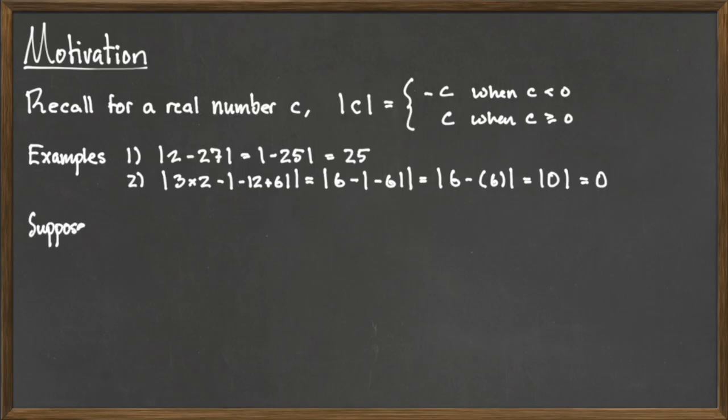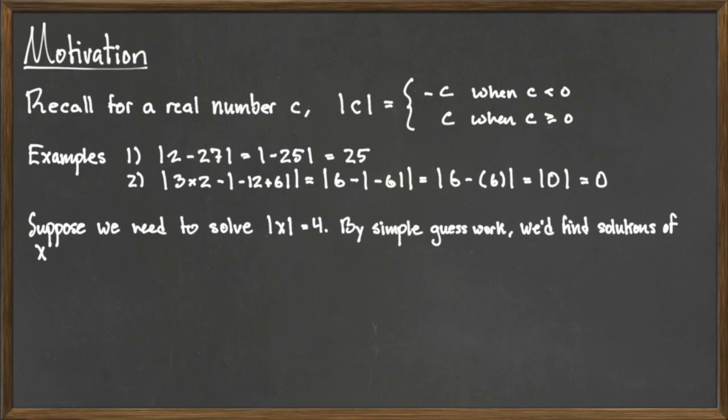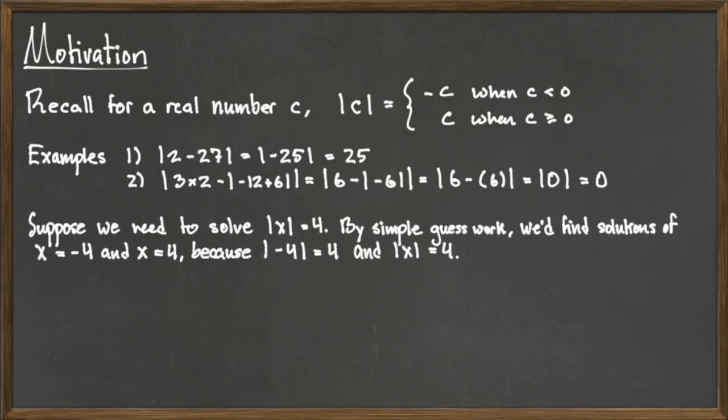Now suppose we needed to solve the equation the absolute value of x is equal to 4. By simple guesswork, we can find solutions of x equals positive 4 and -4. In other words, we know that the absolute value of positive 4 is equal to 4 and the absolute value of -4 is equal to 4. So plugging either of these values into x will give me a solution of 4. So the point is that anything inside the absolute value bars should come up to being positive 4 or -4 to be a solution for this equation.